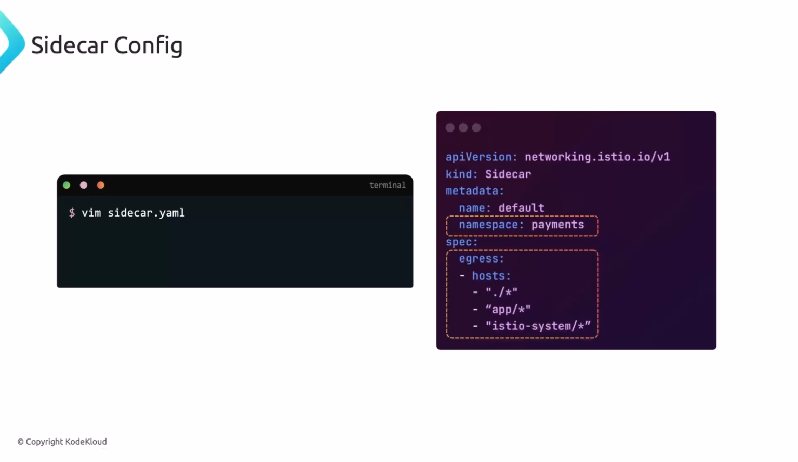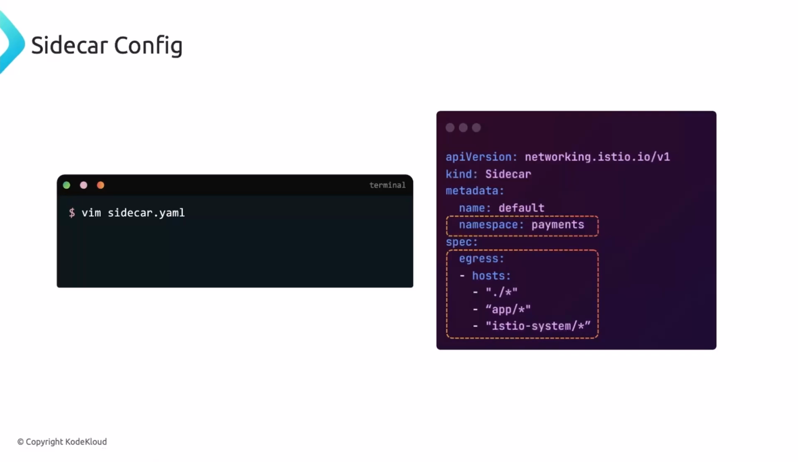And here you can see the egress or outbound traffic for payments namespace only permits traffic to the app namespace, right? You can see that app/*. The Istio system namespace, istio-system/*, and all workloads within itself. That is defined by the /* that you see there. That means itself. Now, the /* is a wildcard for all the workloads in that namespace. For example, app/* means all of the workloads in that namespace. And this is how you would override the default behavior, right?